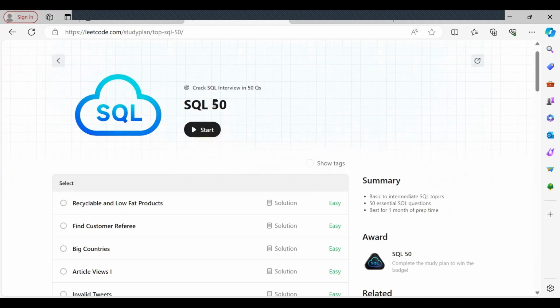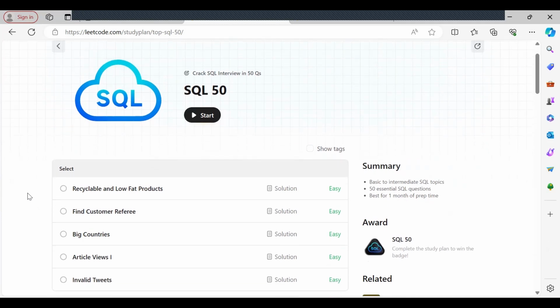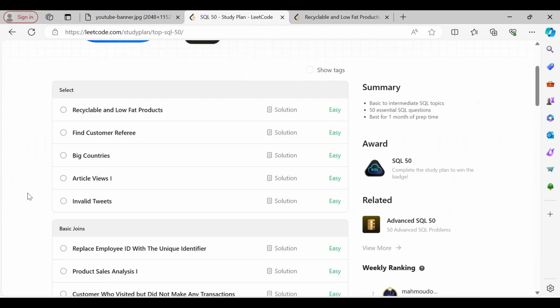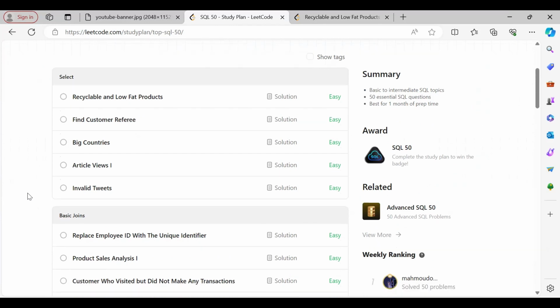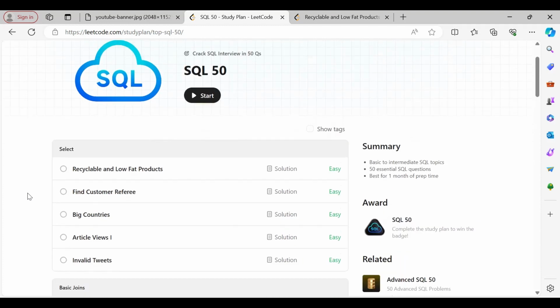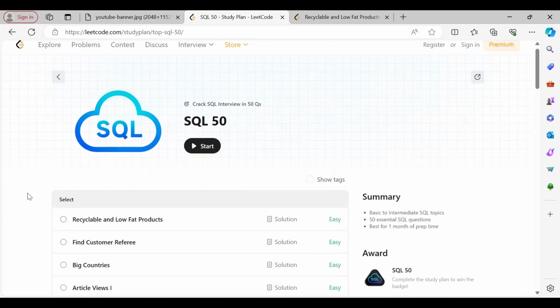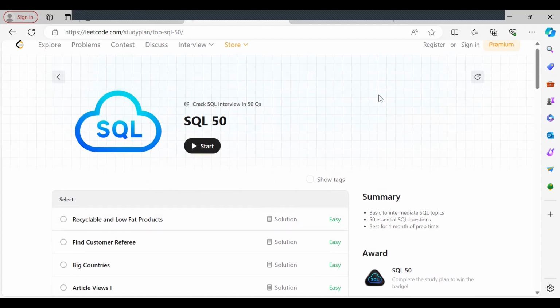These are not very hard level problems. There are a few hard ones, but mostly easy and medium level problems. There are 50 SQL problems, and I'll solve all of them using PySpark, and the code will be available in my GitHub repository, and YouTube will have a new playlist called Leetcode SQL 50. So let's start with the first problem today, and that is Recyclable and Low-Fat Products.